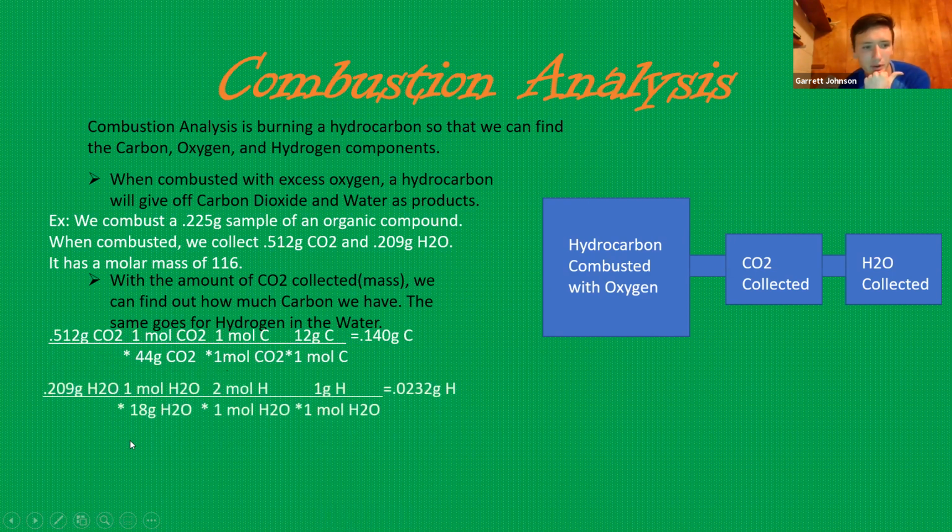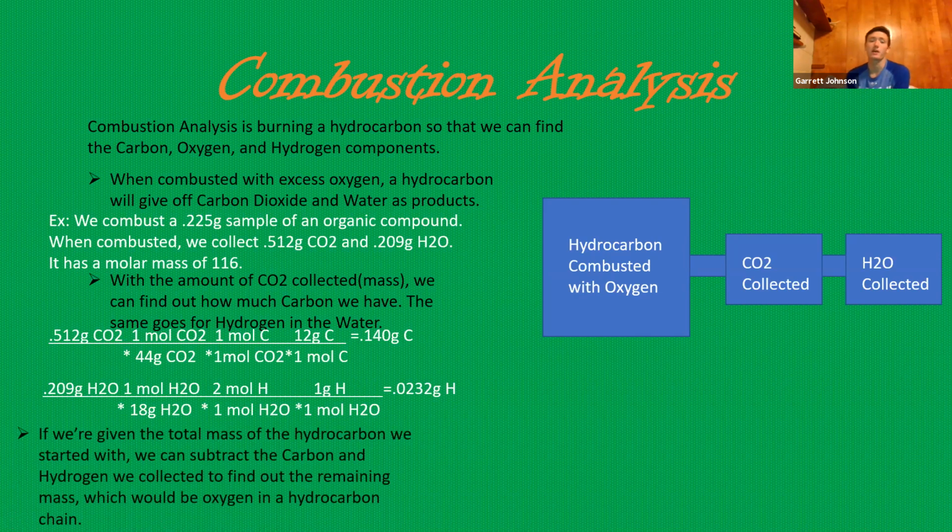For water, we have 0.209 grams of water. A little dimensional analysis. 18 grams from 1 mole of water. 1 mole of water goes to 2 moles of hydrogen. That's supposed to just be hydrogen, but 1 mole of hydrogen is just 1 gram of hydrogen. You get 0.0232 grams of hydrogen.